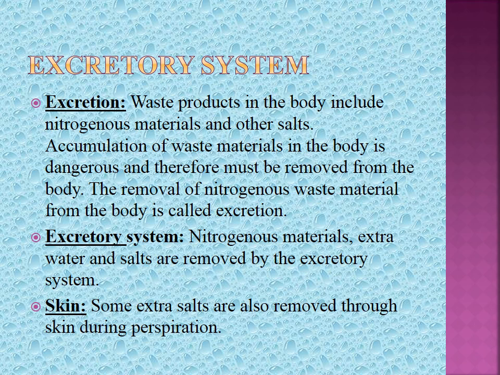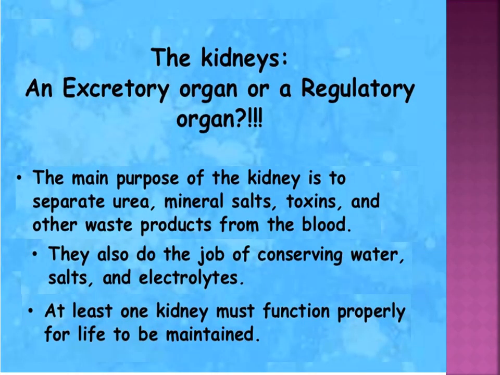Then there is the excretory system. Nitrogenous materials, extra water and salts are removed by the excretory system. Skin: some extra salts are also removed through the skin during perspiration, so skin is also acting as an excretory organ. Okay. The kidney is an excretory organ or regulatory organ. The main purpose of the kidney is to separate urea, mineral salts, toxins and other waste products from the blood. They also do the job of conserving water, salts and electrolytes. So it is a regulatory organ also, excretory organ and regulatory. At least one kidney must function properly for life to be maintained.